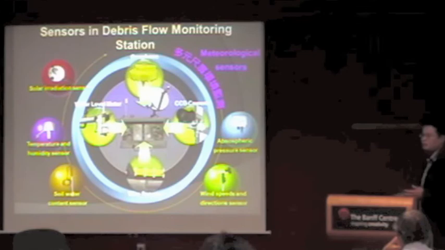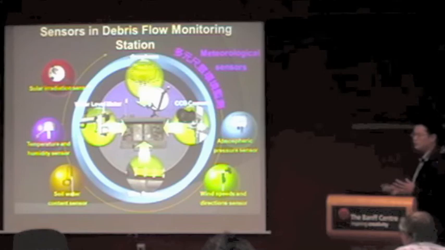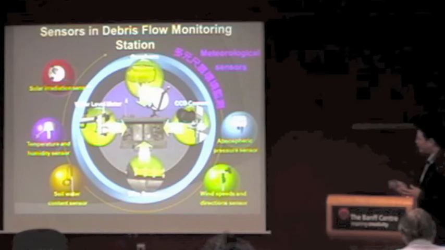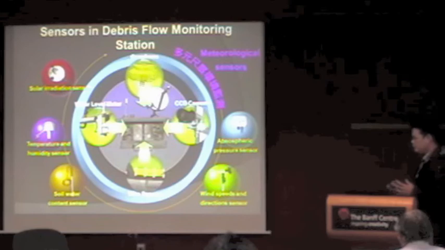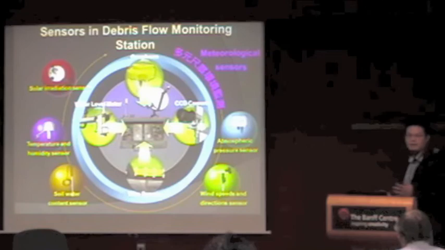And we want to extend our monitoring scope. We set up new meteorological sensors like this. The most important sensor is the soil water content sensor. So at each station we set up the soil water content sensor. We want to forecast the debris flow.